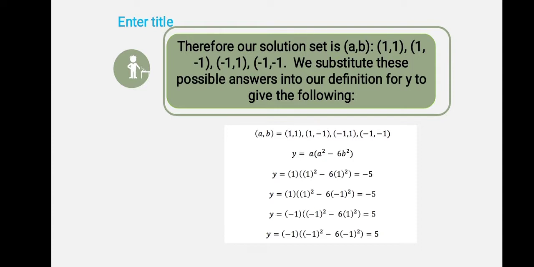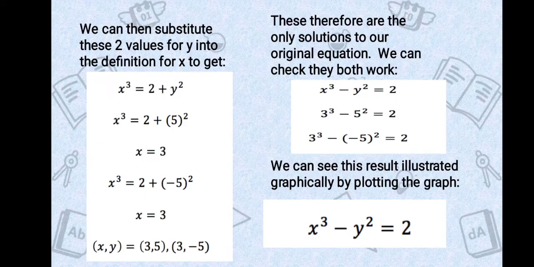We substitute these possible answers into our definition for y to give the following. We can then substitute these two values for y into the definition for x to get (x, y) equals (3, 5) and (3, negative 5). This is therefore the only solution to our original equation. We can check they both work. x cubed minus y squared is equal to 2. 3 cubed minus 5 squared is equal to 2. And 3 cubed minus negative 5 squared is equal to 2.